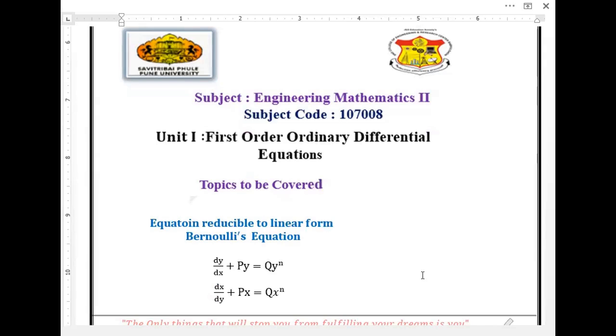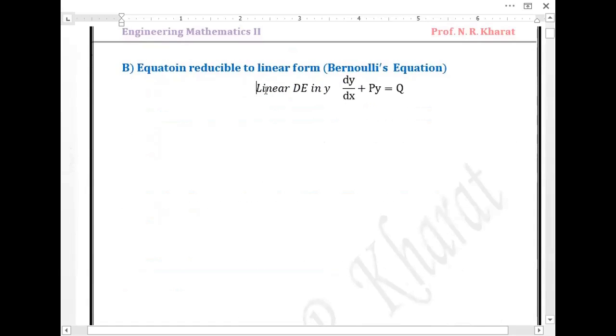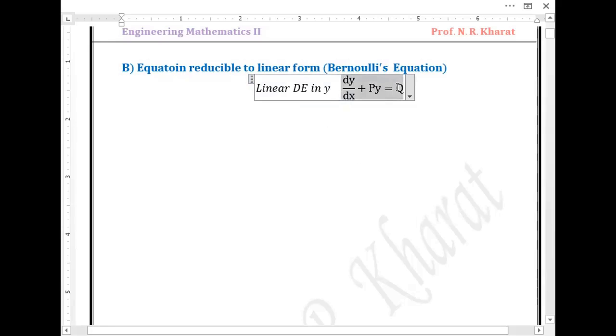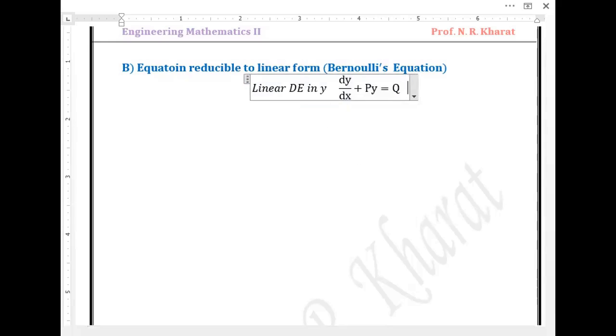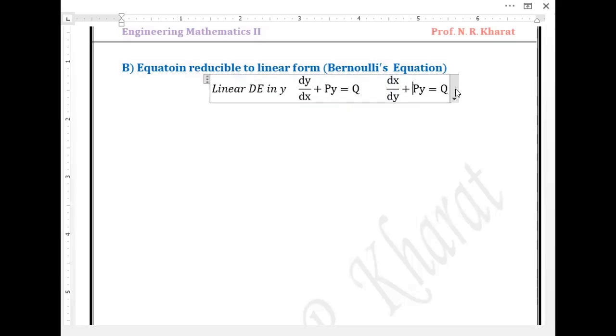Before we start the Bernoulli's differential equation, we should know what is meant by linear equation. In the last lecture, we already saw what is meant by linear equations. The linear equation is in the form of dy/dx + Py = Q, or another form of the linear differential equation is dx/dy + P x = Q.